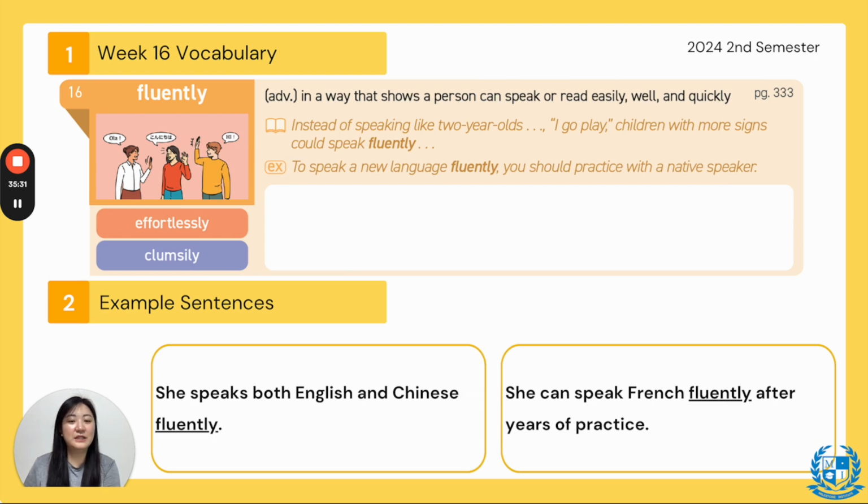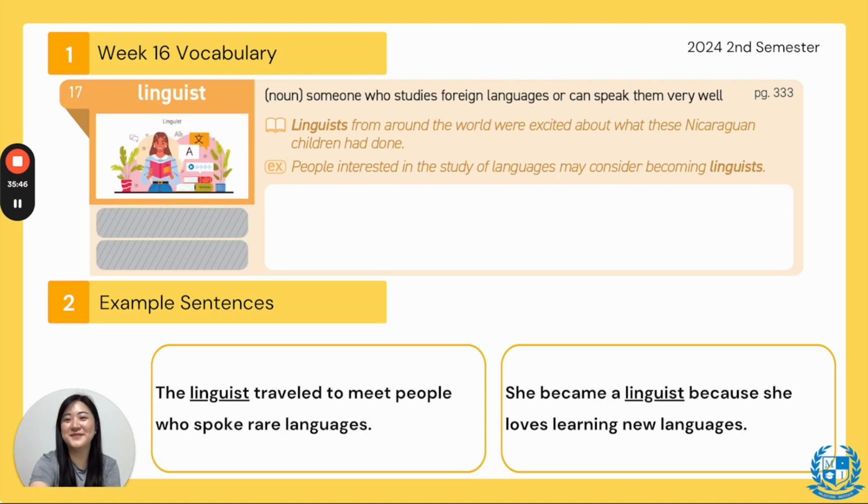Next one, it says, she can speak French fluently after years of practice. French is a language that I cannot speak. I only know how to say hello. What other languages can you speak fluently besides Korean and English? Hopefully another one too. Number 17, everyone say linguist.